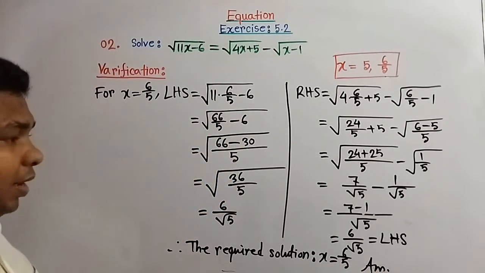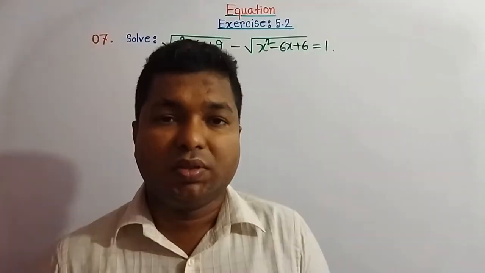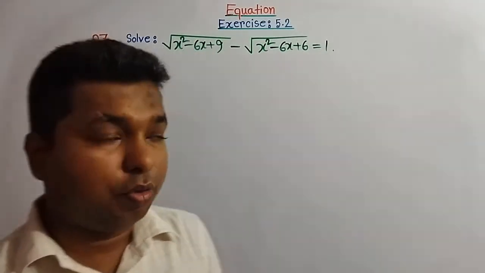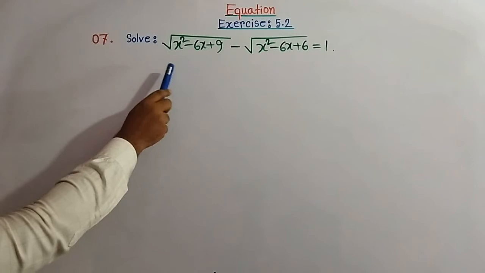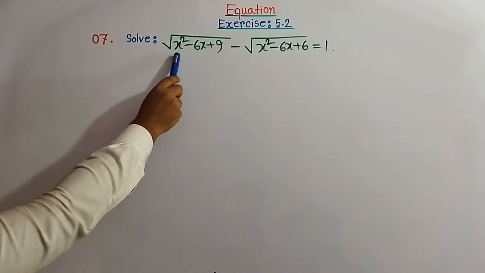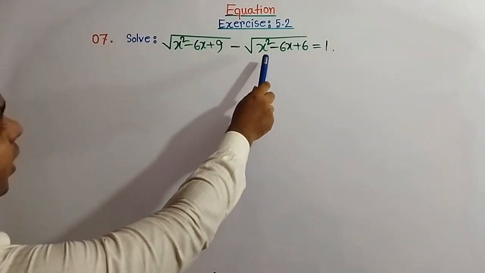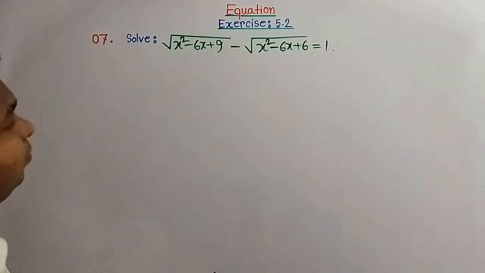So hopefully you will understand this math. My dear students, finally we solve question number 7. Here question number 7: solve square root of x square minus 6x plus 9 minus square root of x square minus 6x plus 6 equal to 0. So we have to solve this equation.